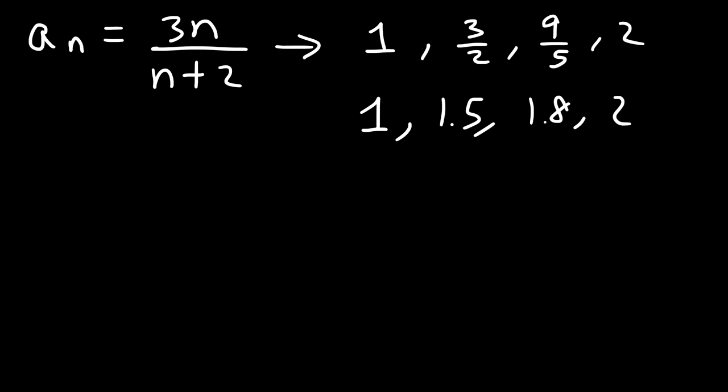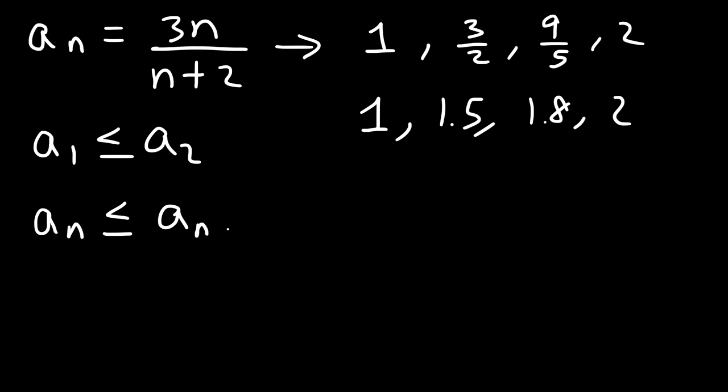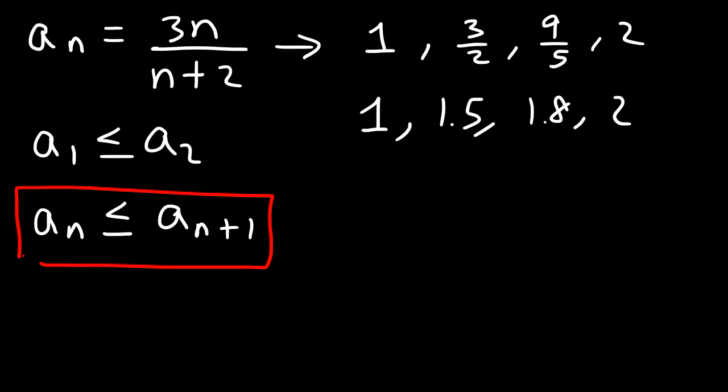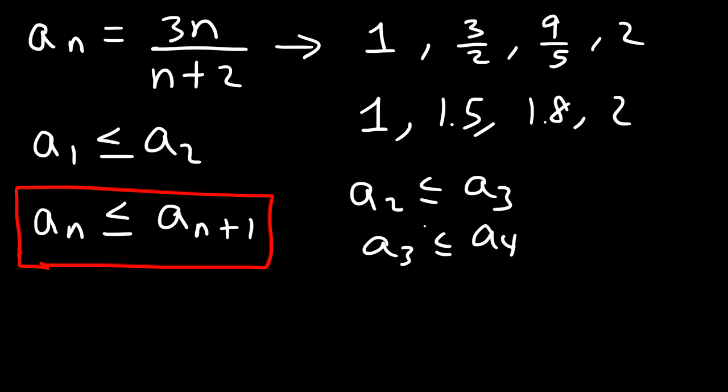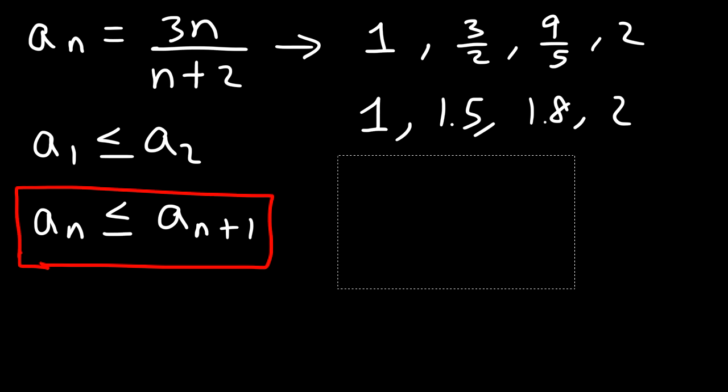Now how can we prove that it's always increasing instead of just plugging in the numbers? Well, we need to show that the second term is greater than the first term, but we need a generalized way of doing that. So we need to show that a sub n is less than or equal to the next term, which will be a sub n plus 1. If we can show that this statement is true, then we could show that every other term is going to be increasing. So we can also show that a sub 2 is less than a sub 3, a sub 3 is less than a sub 4, and so forth.